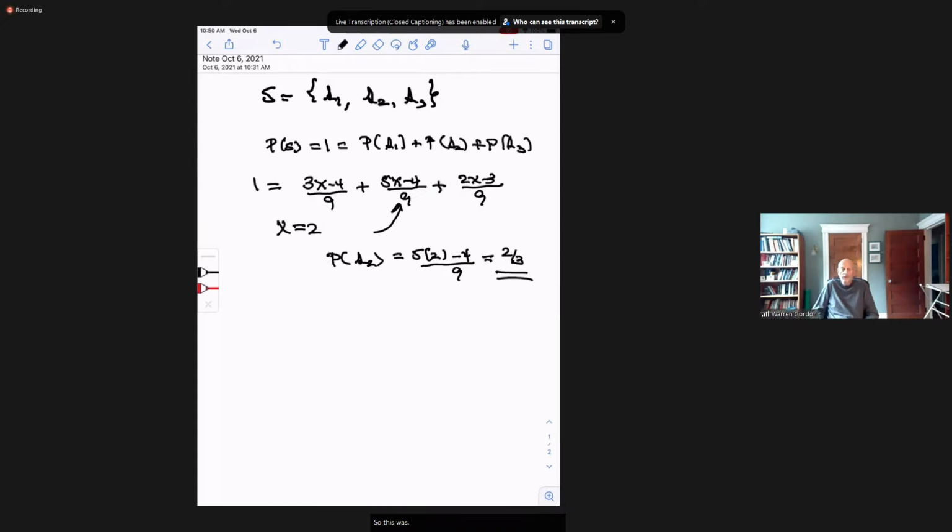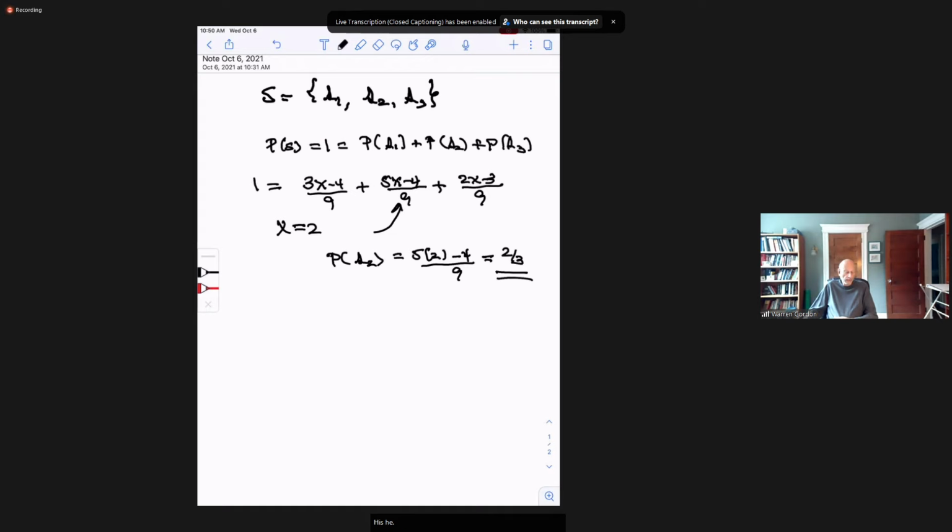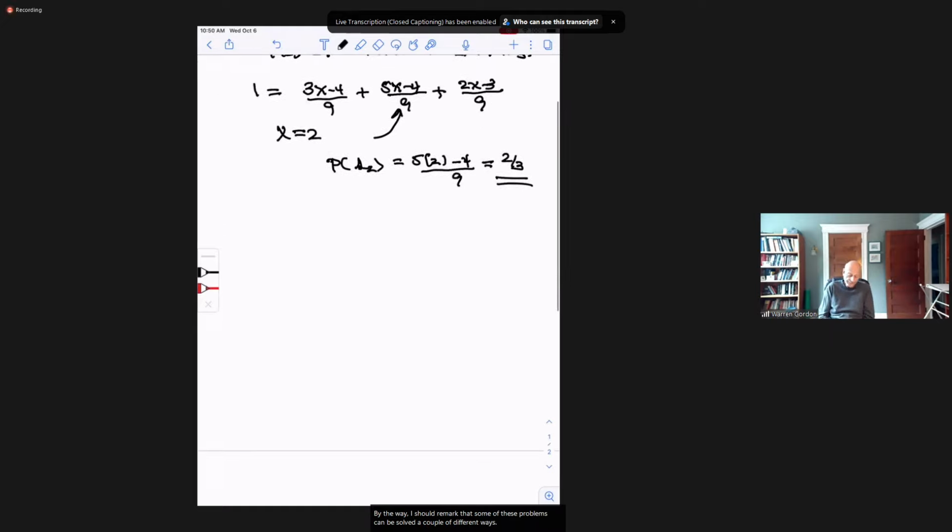So this was nothing more than seeing if you understood that the one fact is the probability of S happening is 1. Something has to happen, and the sum of all the probabilities is equal to 1, and that enables us to find X. By the way, I should remark that some of these problems can be solved a couple of different ways. Now let's look at problem number 2.